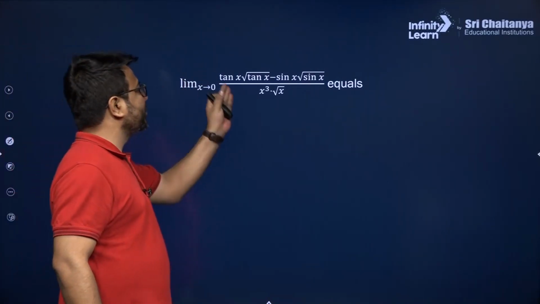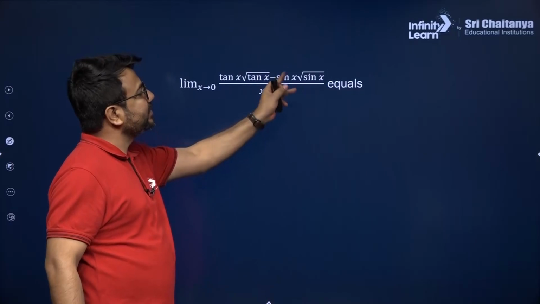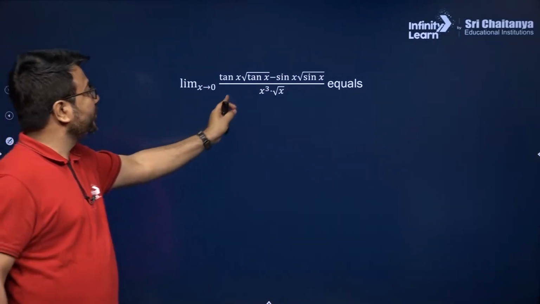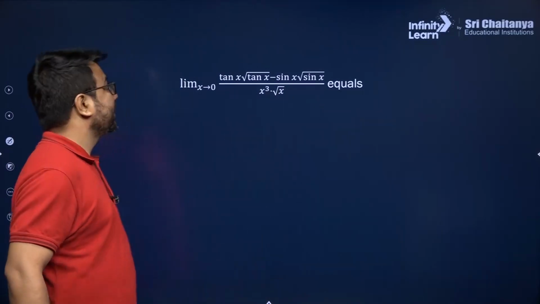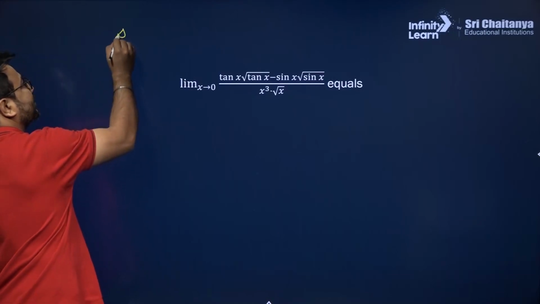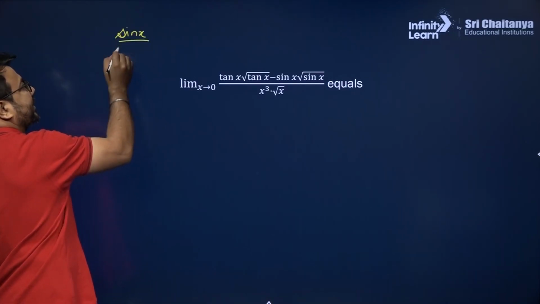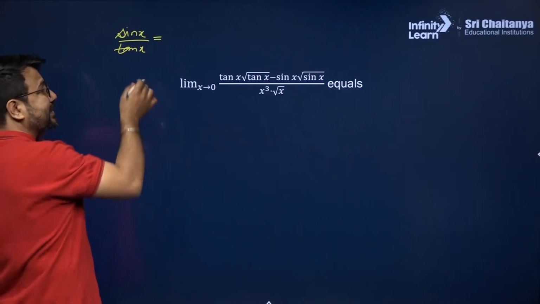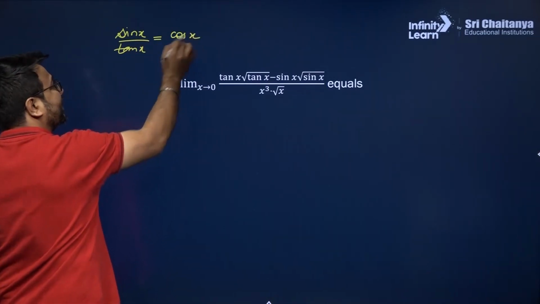Limit x tending towards 0, (10x into root 10x minus sin x into root sin x) whole divided by x cube into root x dx. So what we need to do in this question? First of all, I'll find the value of sin x over 10x. So this 10 can be written as sin upon cos, and sin gets cancelled, only cos will be left.